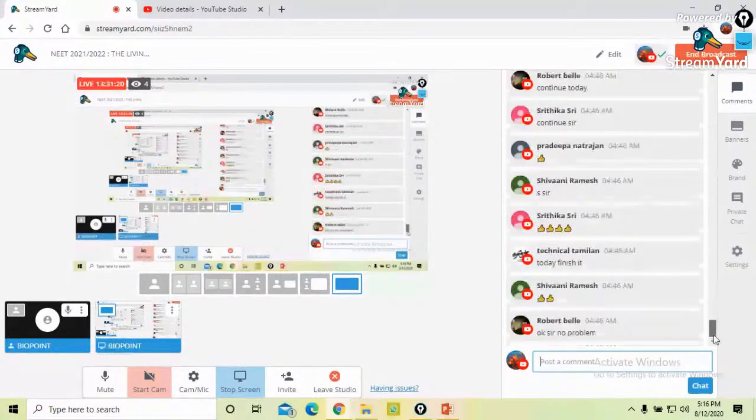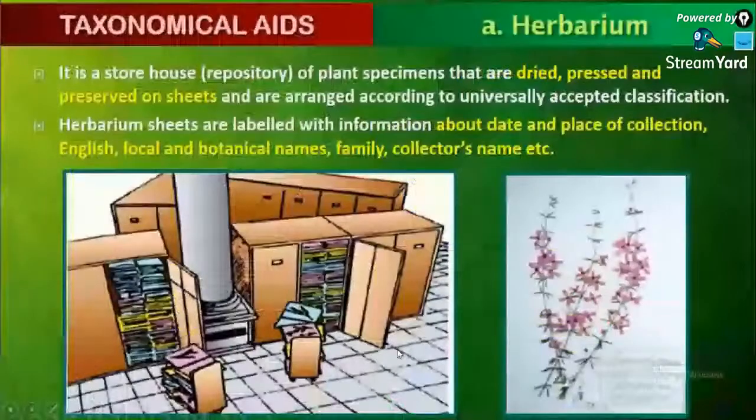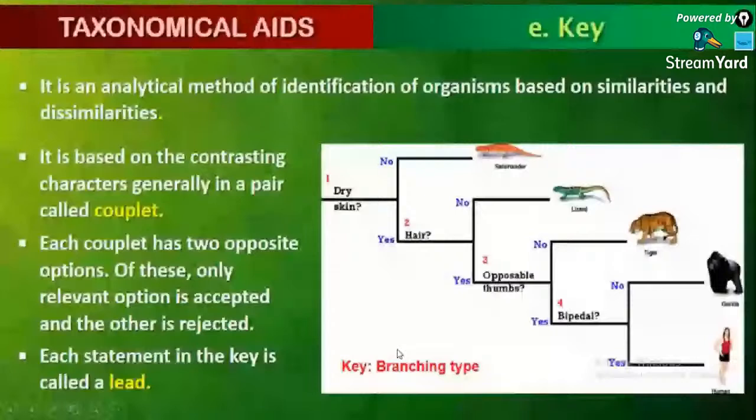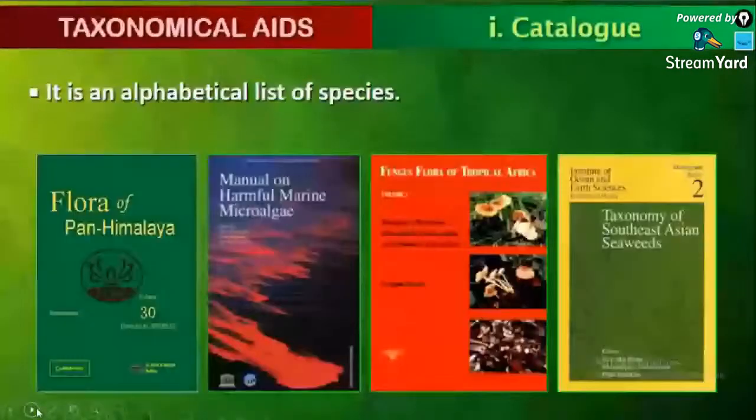Okay. Thank you, everybody. We have only a small portion to finish. Look, we have only taxonomical aids. We have to discuss the herbarium, then the botanical garden, the biological museum, zoological park, and the key. Then the chapter will get over. And we'll be having the Mahamenti quiz in the upcoming class on this whole chapter of the Living World. We'll discuss the question bank of the chapter.